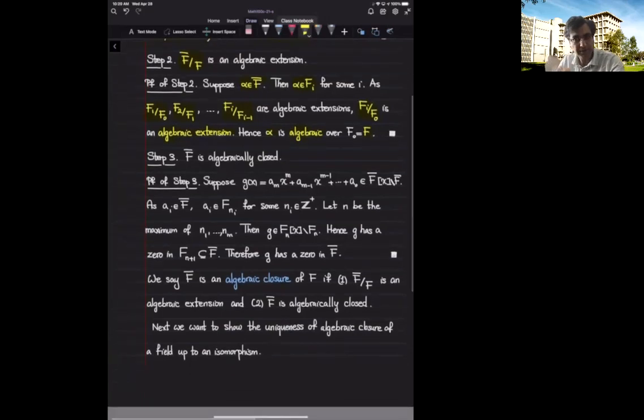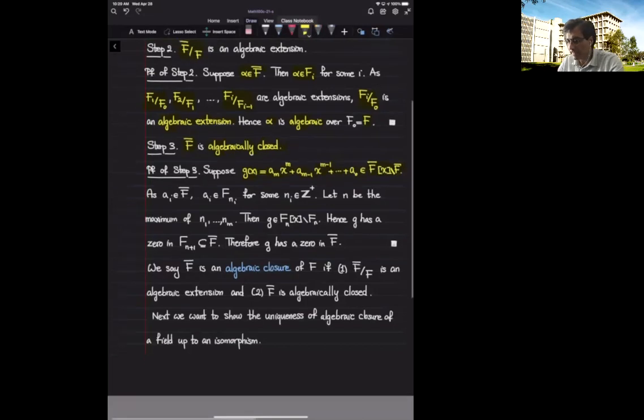Okay, now finally we want to show that F bar is algebraically closed. So we need to start with a non-constant polynomial in F bar bracket X. So suppose this non-constant polynomial is G, and the coefficients of G are A sub m minus 1, A sub m minus 2, till we get to A sub 0. So this is a non-constant polynomial in F bar bracket X. F bar is the union of F sub i's.